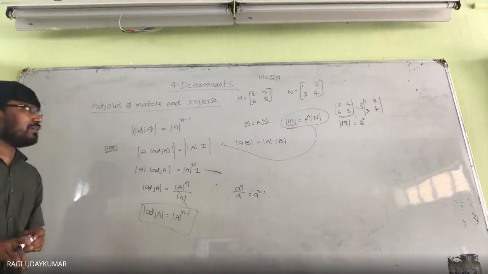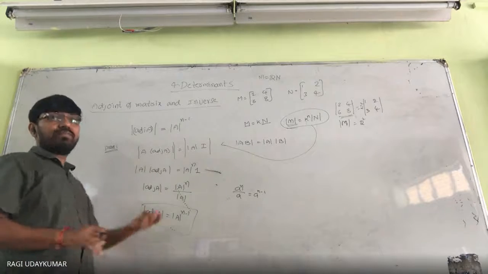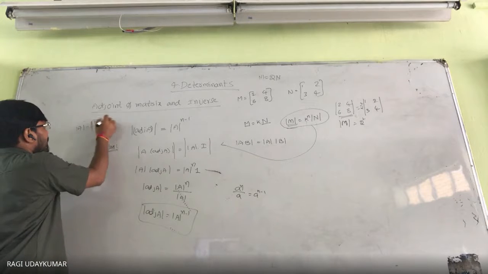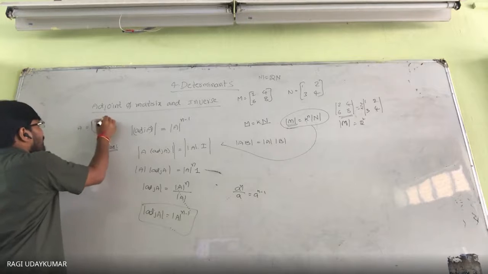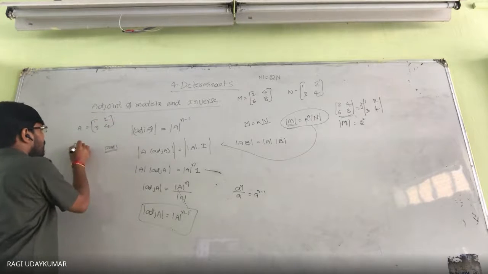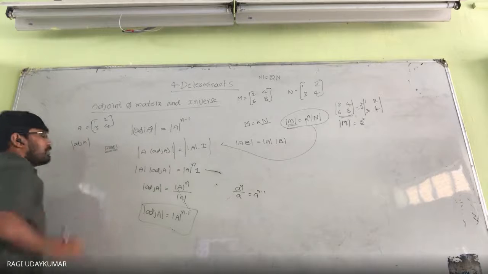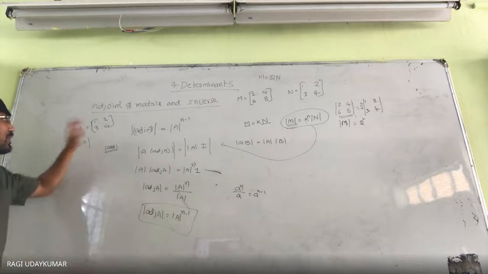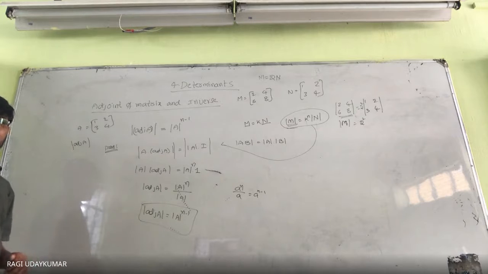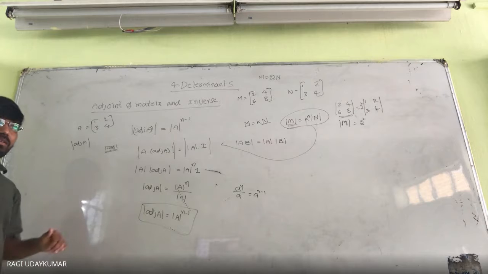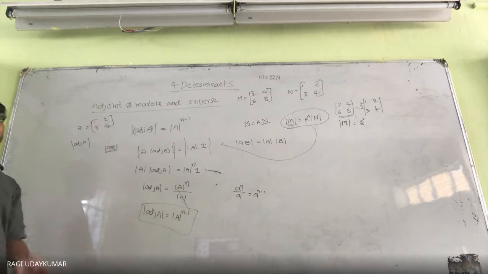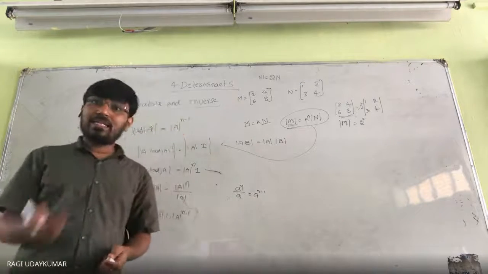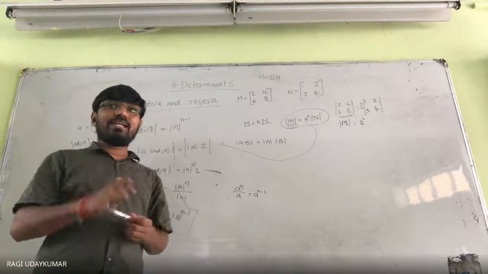This one is very useful. A question like this will be asked to you most of the time. A matrix 1, 2, 3, 4 will be given to you, asking you to find the determinant of adjoint of A. What to do? Adjoint means every element should be replaced with its cofactor, and then take the transpose. That is called adjoint of A.